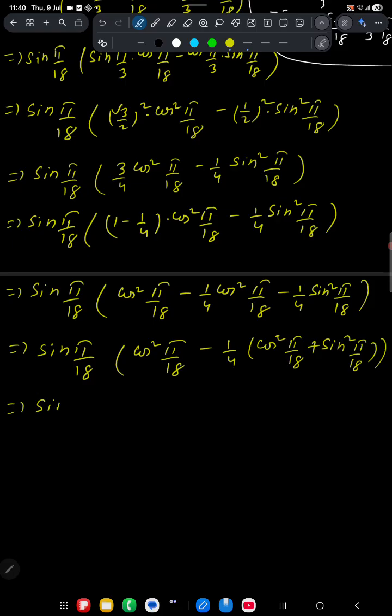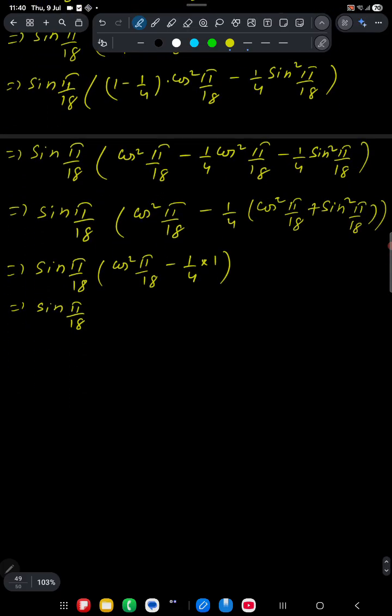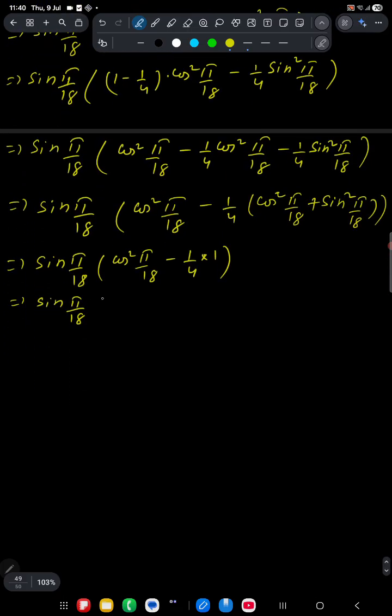So sin pi by 18 cos square pi by 18 minus 1 by 4 into 1. So this will give you sin pi by 18 into cos square pi by 18 minus 1 by 4 sin pi by 18. Bracket has been opened. Now we will solve the first term.